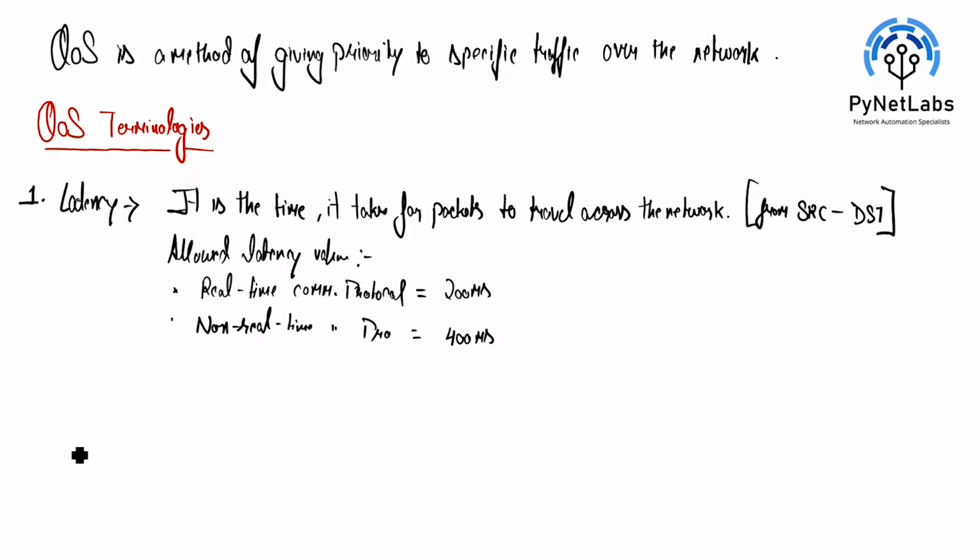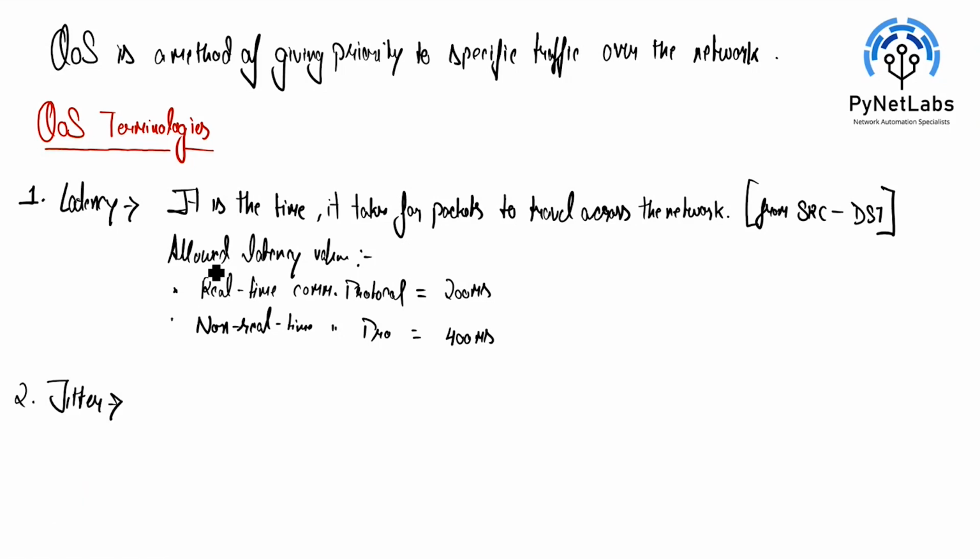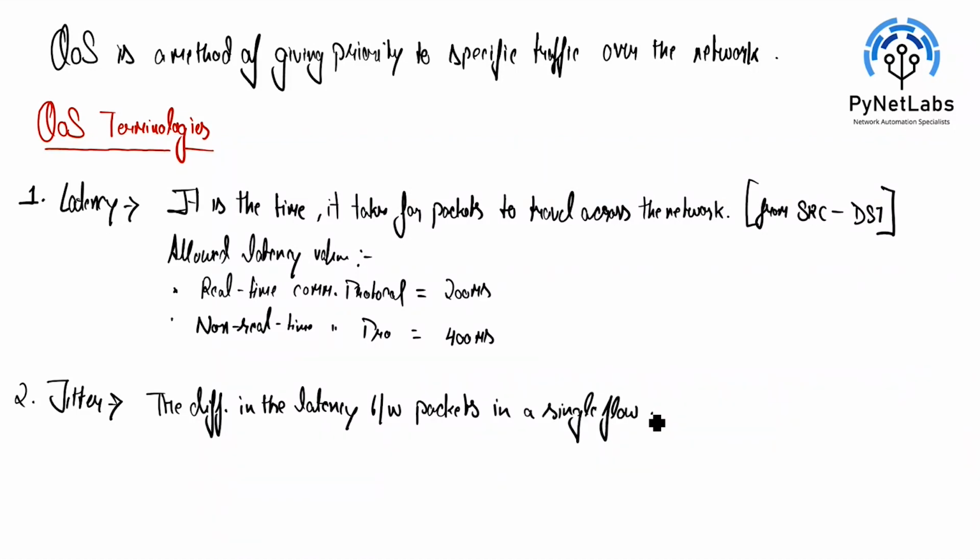Now coming to the next QoS terminology, which is jitter. Jitter is the difference in latency between packets in a single flow. For example, if one packet takes 50 milliseconds to travel across a network from a specific source to destination, and the following packet takes around 70 milliseconds, then here we have 20 milliseconds of jitter.